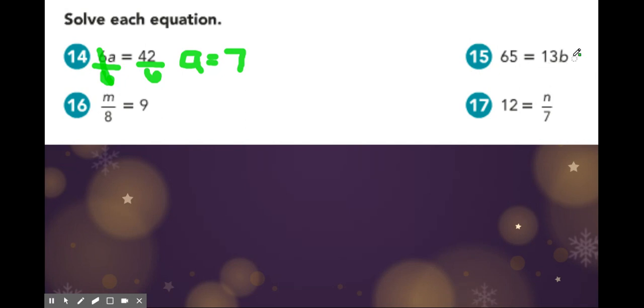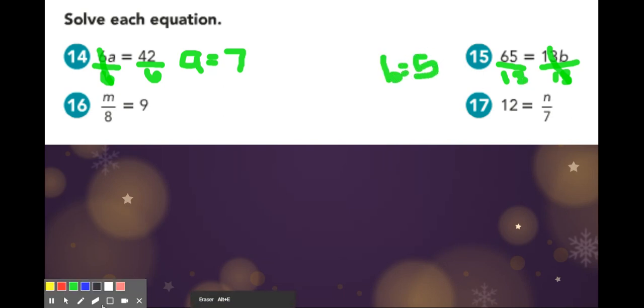For 15, the b is not by itself. It is being multiplied by that 13. To get rid of that 13, I'm going to have to divide by 13, and I'm left with just b. I have to divide this side by 13, and b is equal to 5. Then we can go ahead and take a look at number 16.